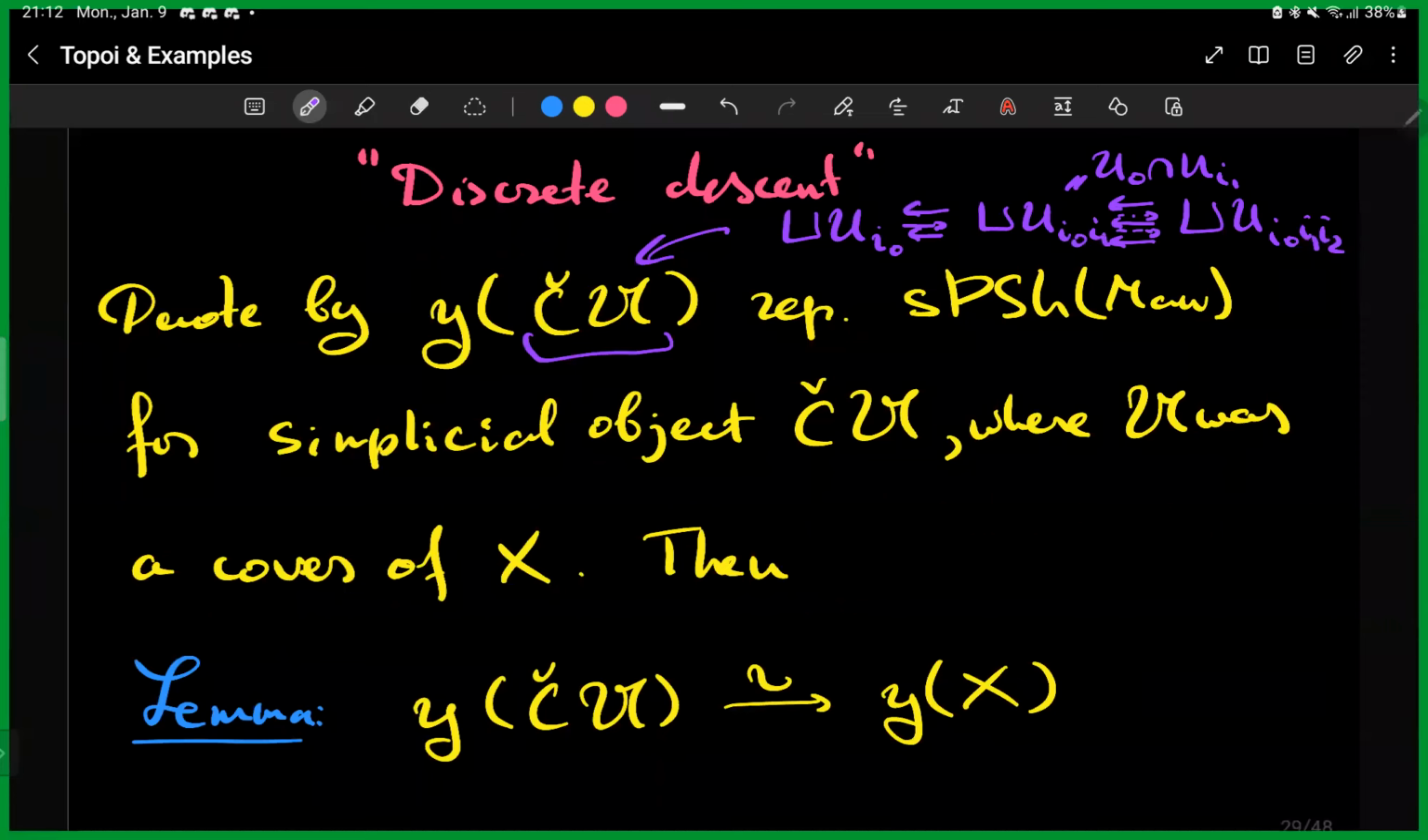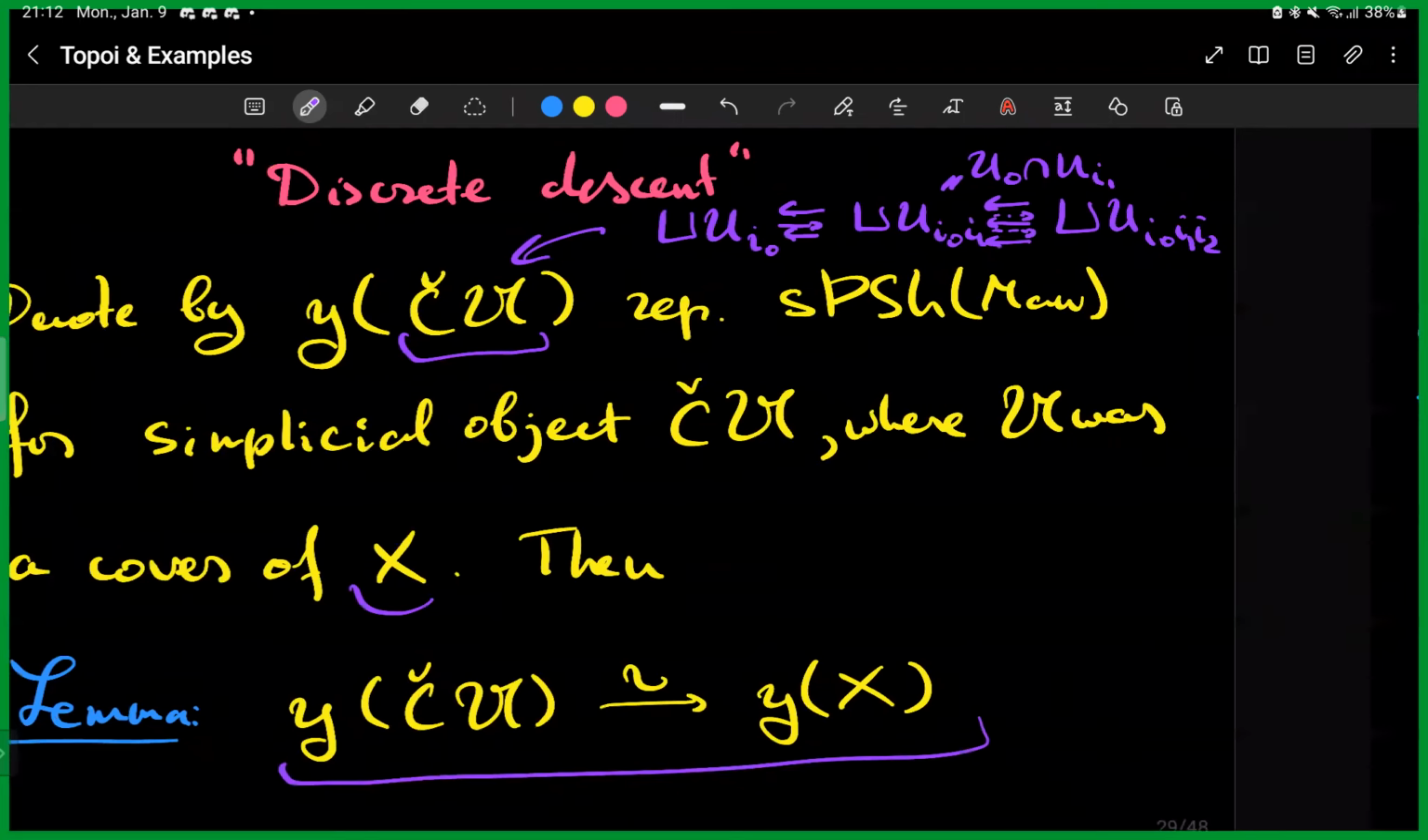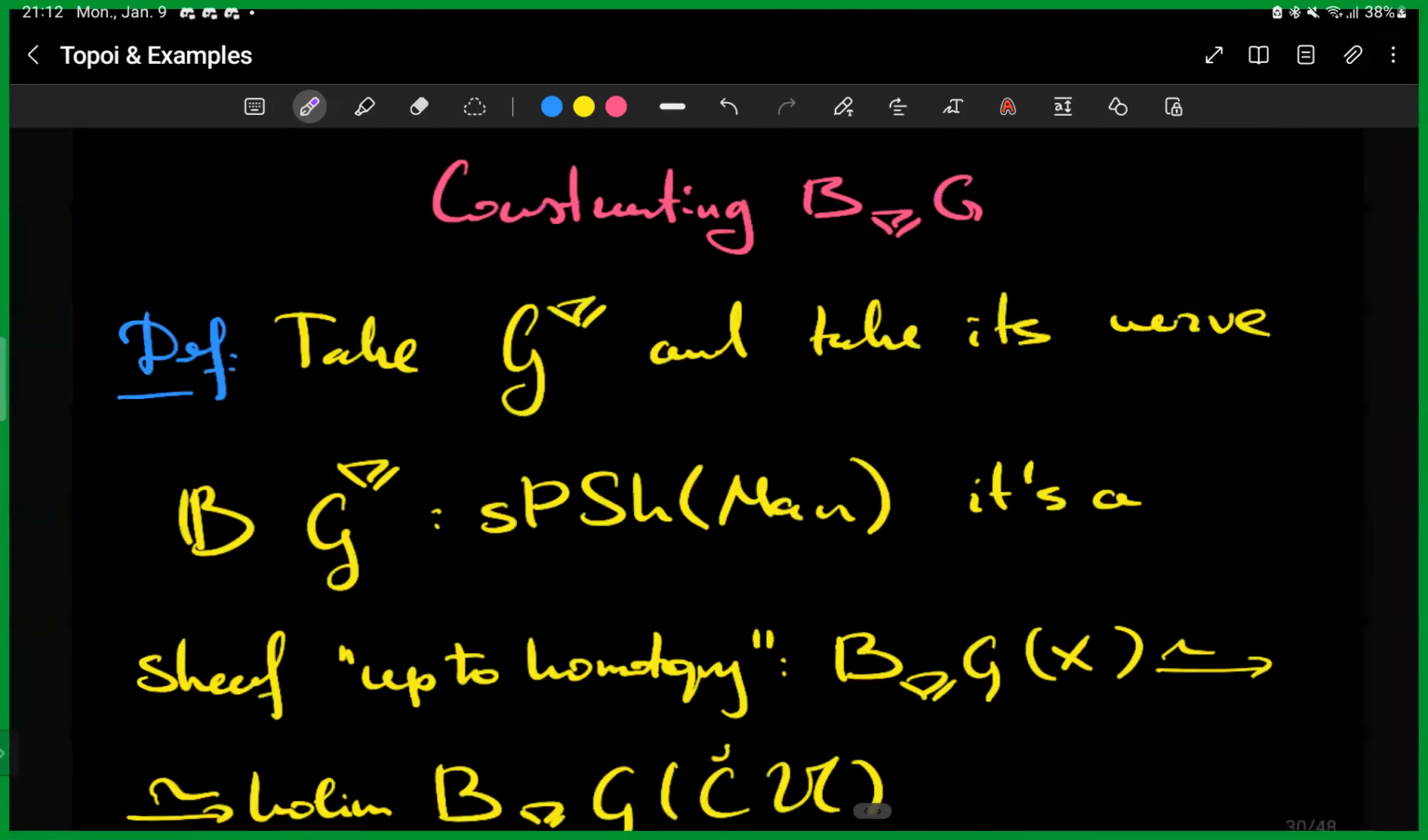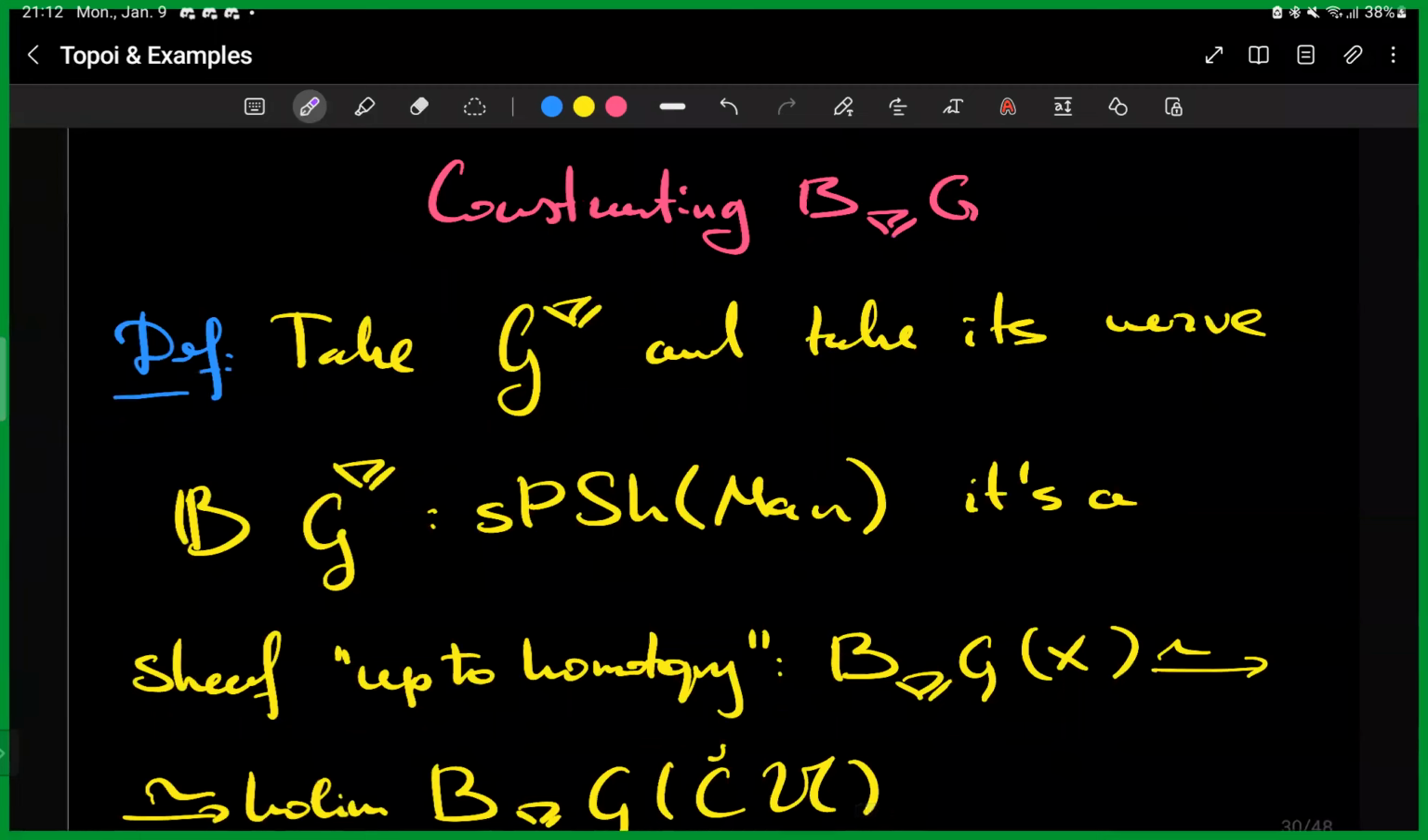So it's a representable simplicial presheaf on manifolds, and for an arbitrary manifold X, for which this U was a cover, we have an equivalence. So this can be called a discrete descent, or the fact that if we have an open cover, then in the simplicial world it still approximates our manifold. Okay, but that's just some technical property, nothing too interesting.